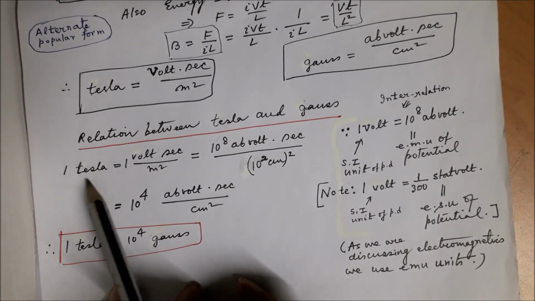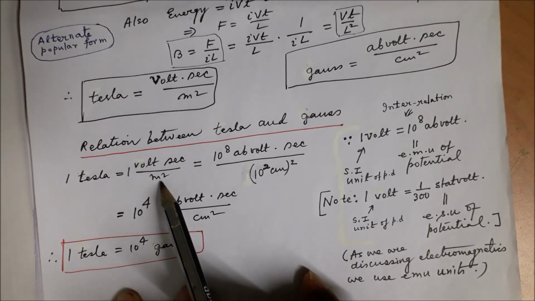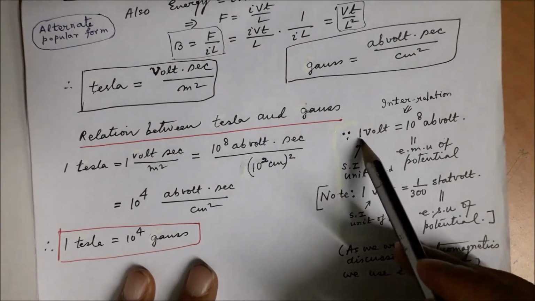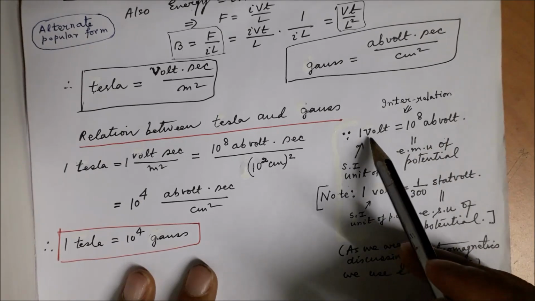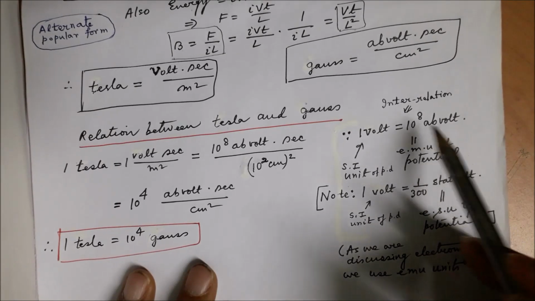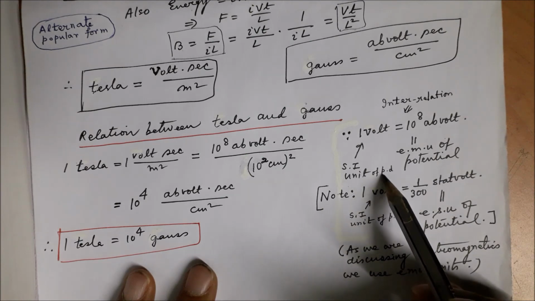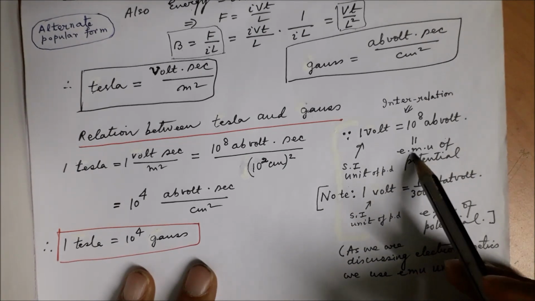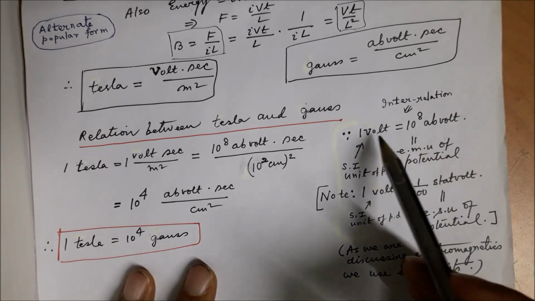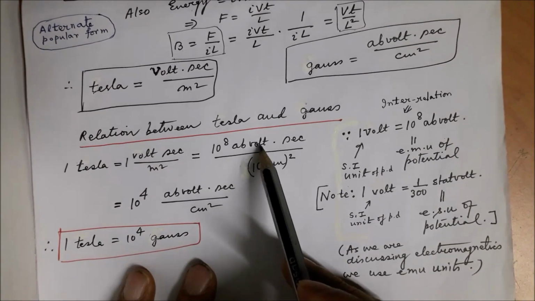1 Tesla is this combination, volt second per meter square, which we got here, and we'll now use the interrelation or conversion factor. So instead of 1 volt, let us put 10 to the power 8 abvolt as per the interrelation between the SI unit of potential or potential difference and the EMU, electromagnetic unit of potential or potential difference. So instead of 1 volt, we'll put 10 to the power 8 abvolt.